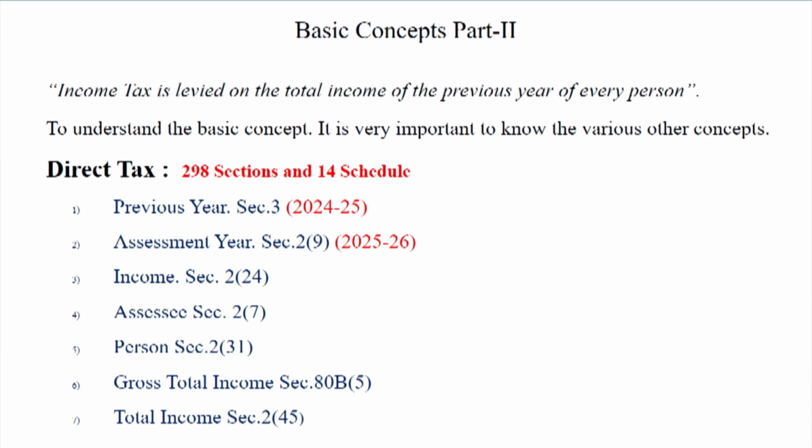Next, Section 2 subsection 7, assessee. The person who is liable to pay the tax is called the assessee. Among assessees, there are regular assessee, default assessee and deemed assessee.